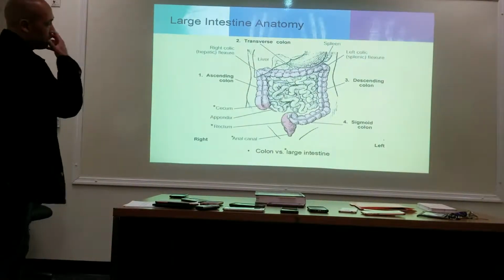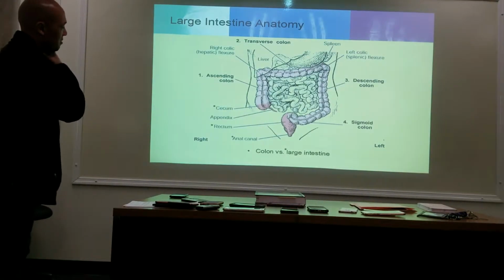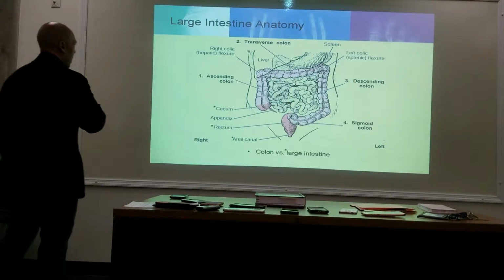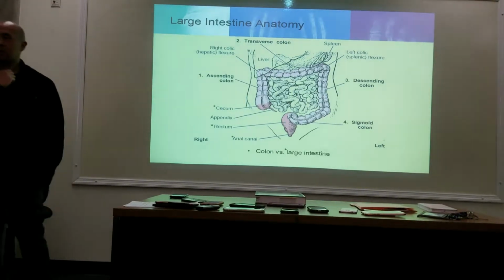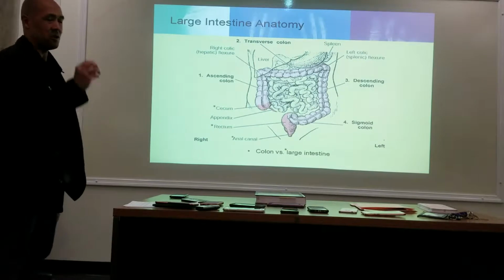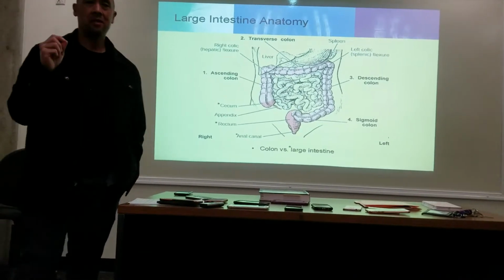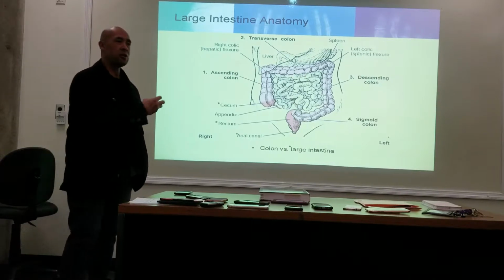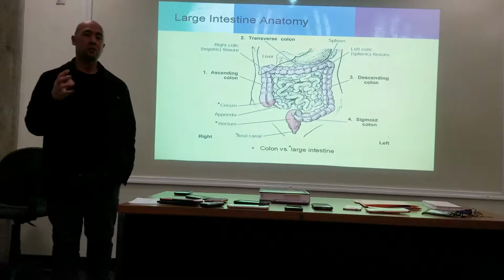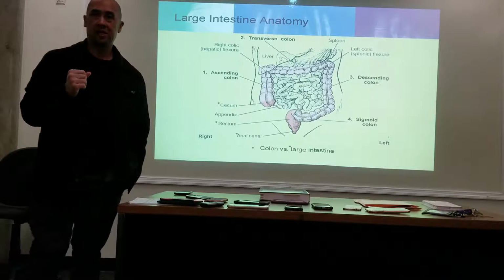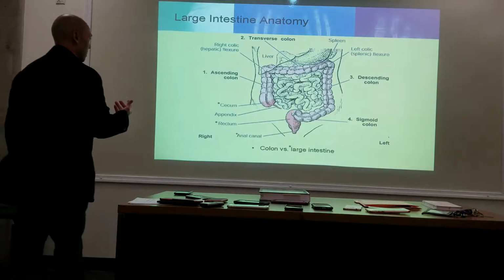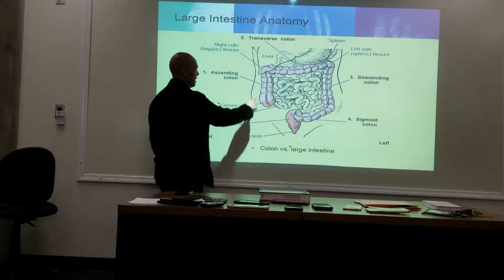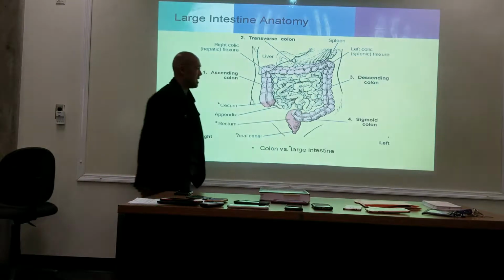So let's just do a quick discussion on the anatomy. This should all be reviewed. When referring to the large intestine, there are some nuances because you hear large intestine, you hear colon. They refer to some of the same anatomy, but the terminology has a slight difference. So when we're talking about the colon, it refers to the ascending, transverse, descending, and then the sigmoid.